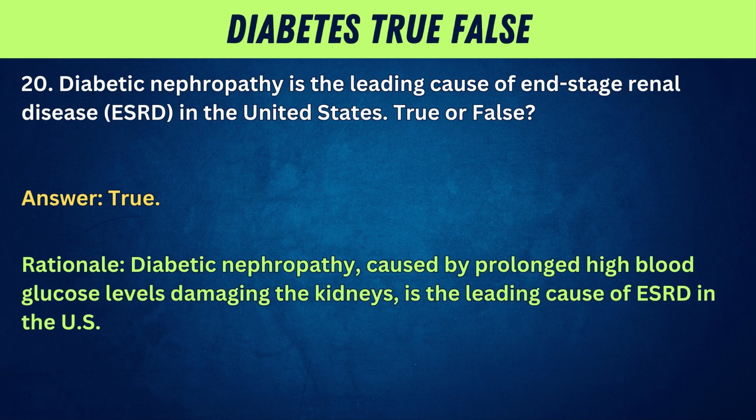20. Diabetic nephropathy is the leading cause of end-stage renal disease, ESRD, in the United States. True or false? Answer: true. Rationale: diabetic nephropathy, caused by prolonged high blood glucose levels damaging the kidneys, is the leading cause of ESRD in the U.S.